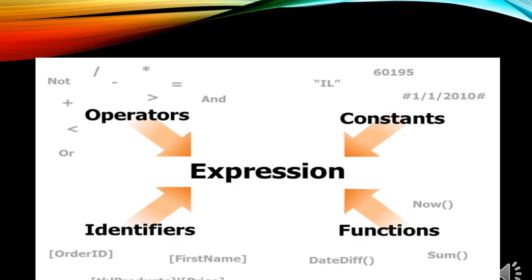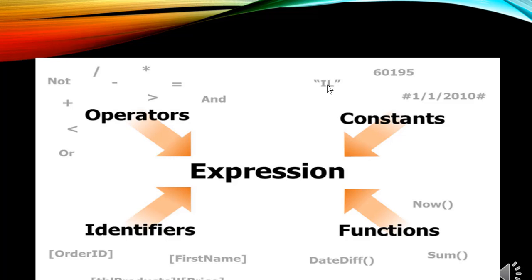So all these elements are included in the expression. We use operators: not, backslash, minus sign, plus sign, greater than sign, less than sign, equal, and, or. All these are operators.